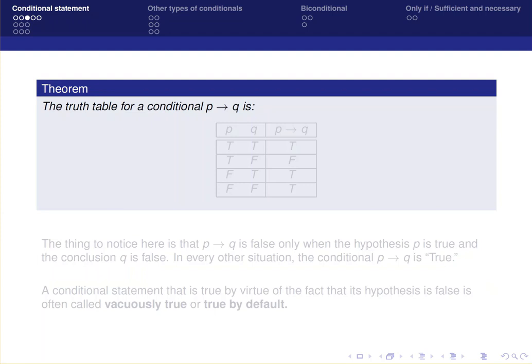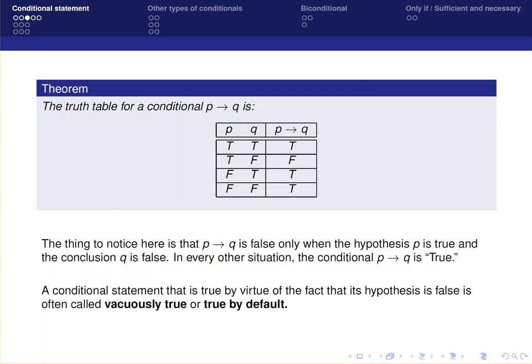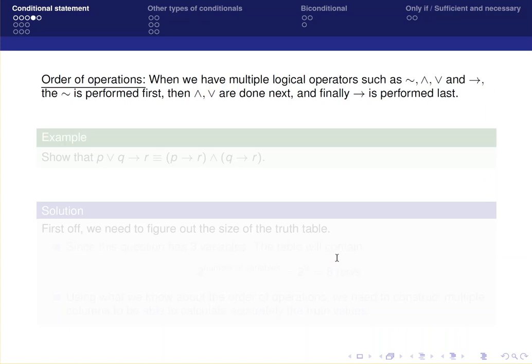The truth table for a conditional statement P implies Q is as follows. You'll notice that the truth table is only false in the case where P is true and the conclusion is false. The book gets into a little bit of a discussion on why this is true, and I would highly recommend you read that section. In terms of the order of operations, negations are always highest in priority, then ands and ors, and then finally the arrow is performed last.